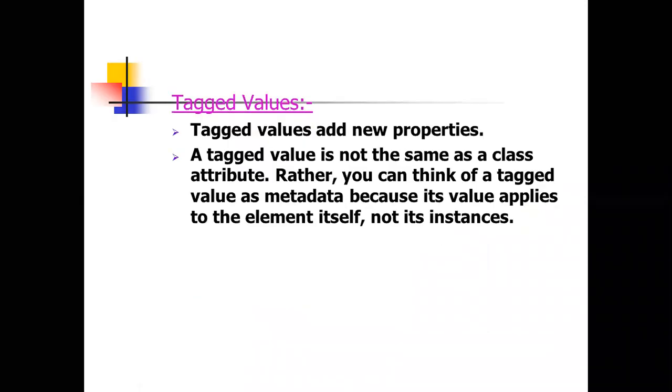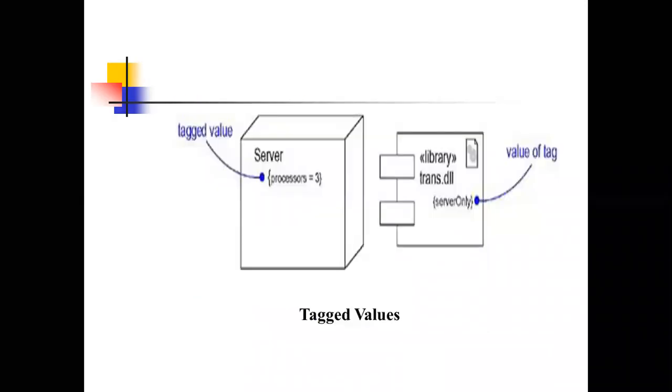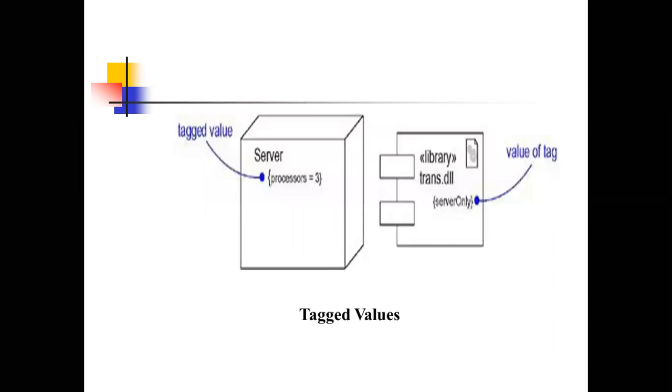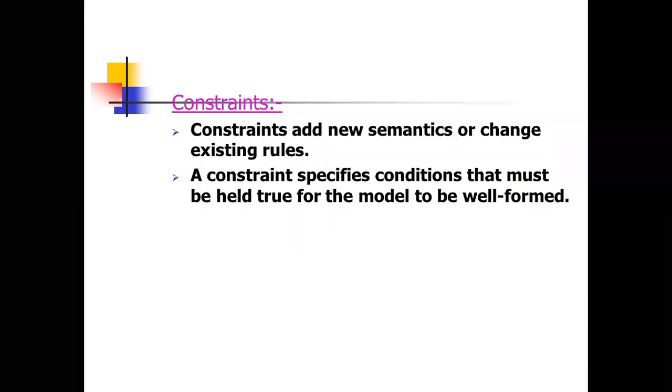So, tag values. We can give tag values to a package, or to components. What are tag values? They are not the same as class attributes. It is not the attribute of that class. We are just giving values to those tags. So we have seen the constraint.